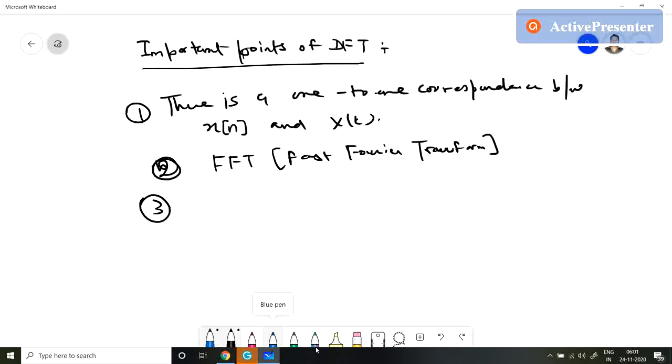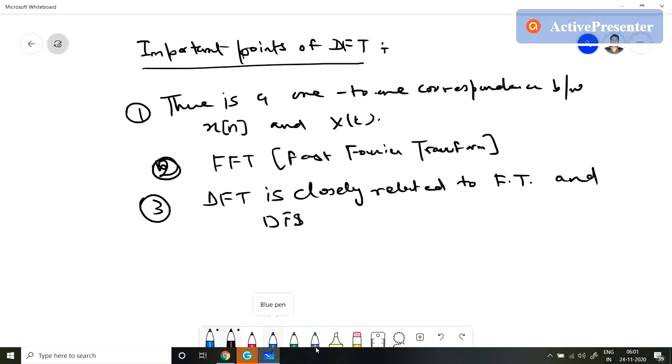Also the DFT is closely related to the Fourier transform and the discrete Fourier series. Also the DFT is an appropriate Fourier representation for digital computer realization because it is discrete and of finite length in both the time and frequency domains.